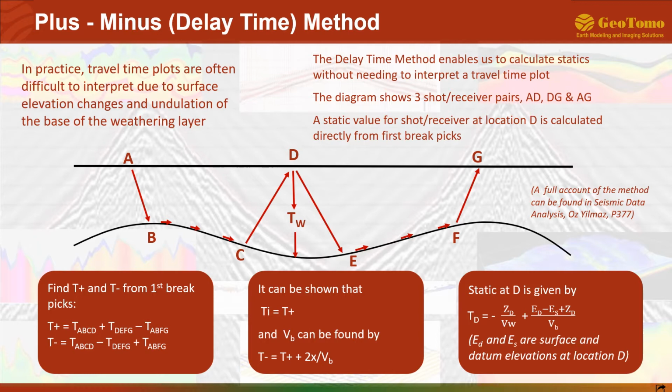A static value for a shot or receiver at location D is calculated directly from the first break picks. T plus and T minus are derived as shown, and then the shot receiver static at location D is given by the equation on the right hand side. So for more details on this method, please refer to Dr. Oz Yilmaz's text, Seismic Data Analysis.